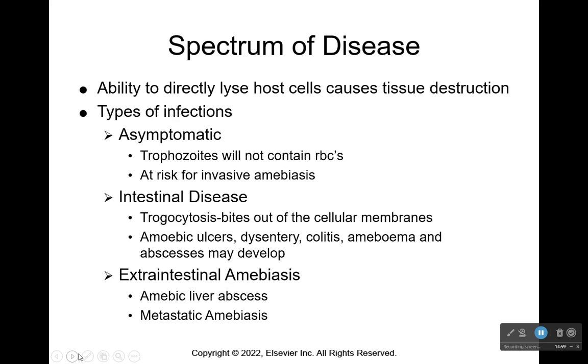If you do have the intestinal disease from this, you have those trogocytosis, bites out of the cellular membranes. You can get ulcers, what's called colitis, dysentery, abscesses. If it gets to other parts of your body, of course, we already mentioned the liver and the metastatic, how it spreads.